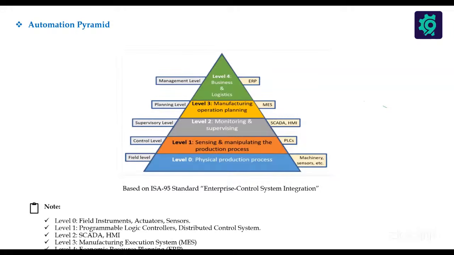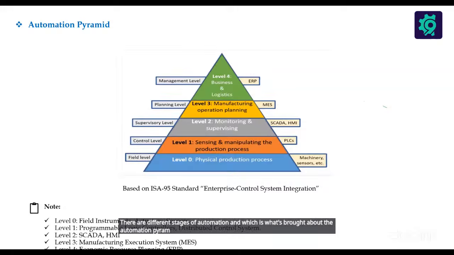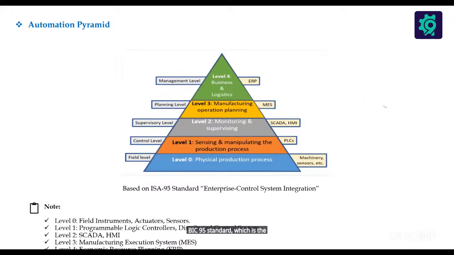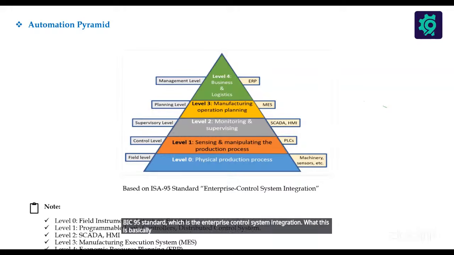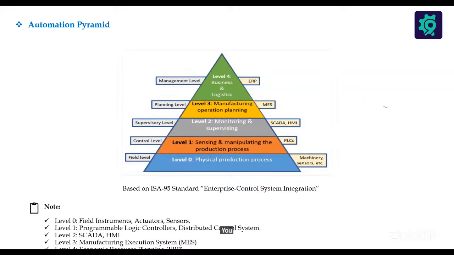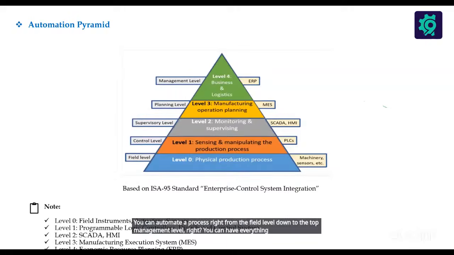In automation, basically, we have different stages of automation, which is what has brought about the automation pyramid. This automation pyramid is specified by the ISA 95 standard, which is the enterprise control system integration. What this is basically showing us is that you can automate a process right from the field level down to the top management level. You can have everything automated, linked, and integrated together.